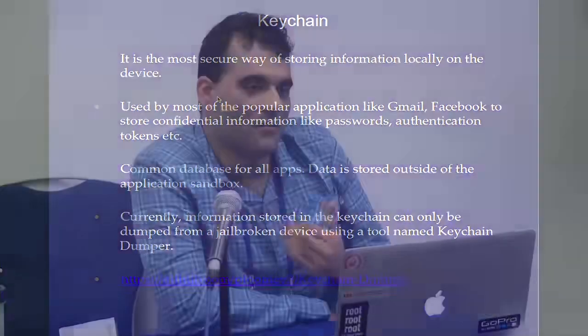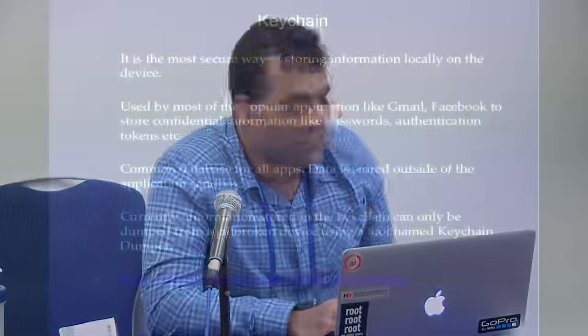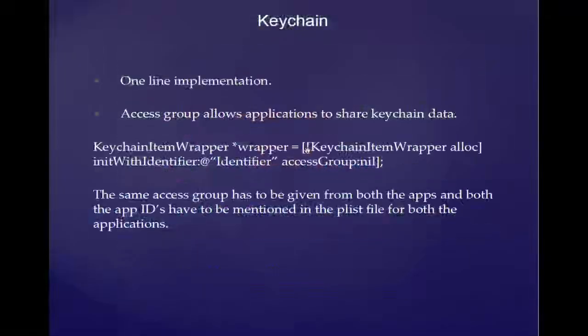What people are starting to do now is that instead of storing actual credentials, they're storing access tokens or session IDs. So it's a little bit harder, even if you find the information, to actually gain access to that particular user's accounts. And you can download this utility called Keychain Dumper to dump this information.